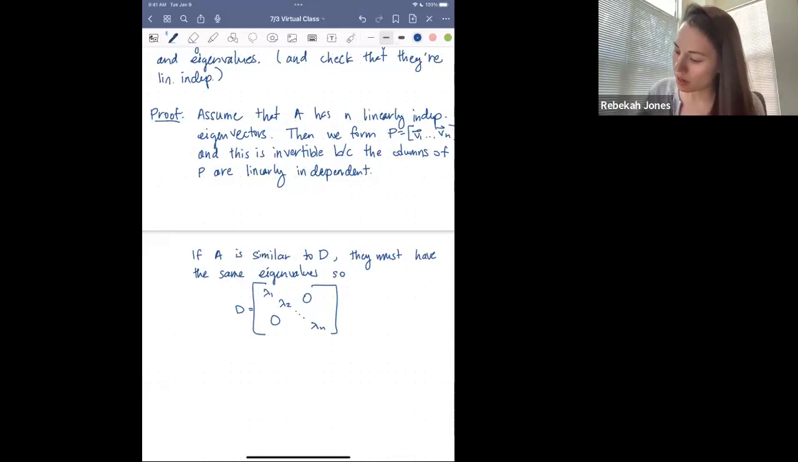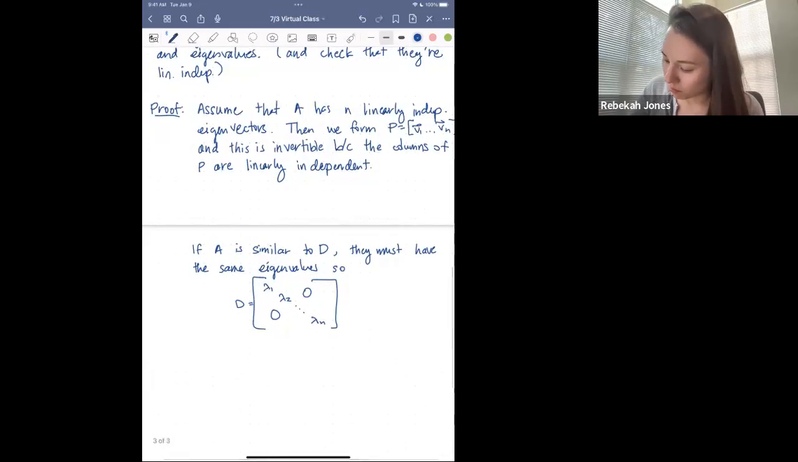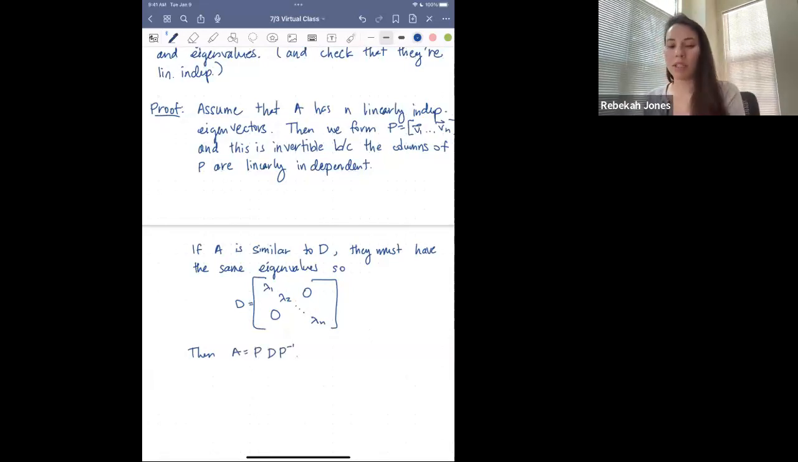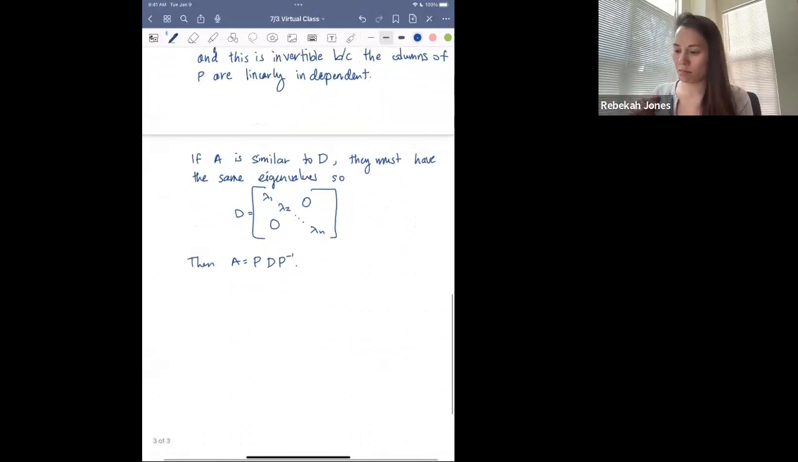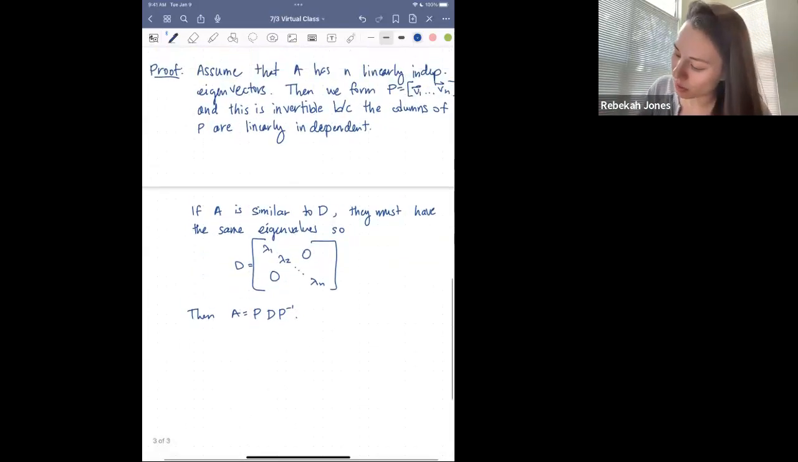Okay. And then we get that A is P times D times P inverse, and we've diagonalized A. So A is diagonalizable.